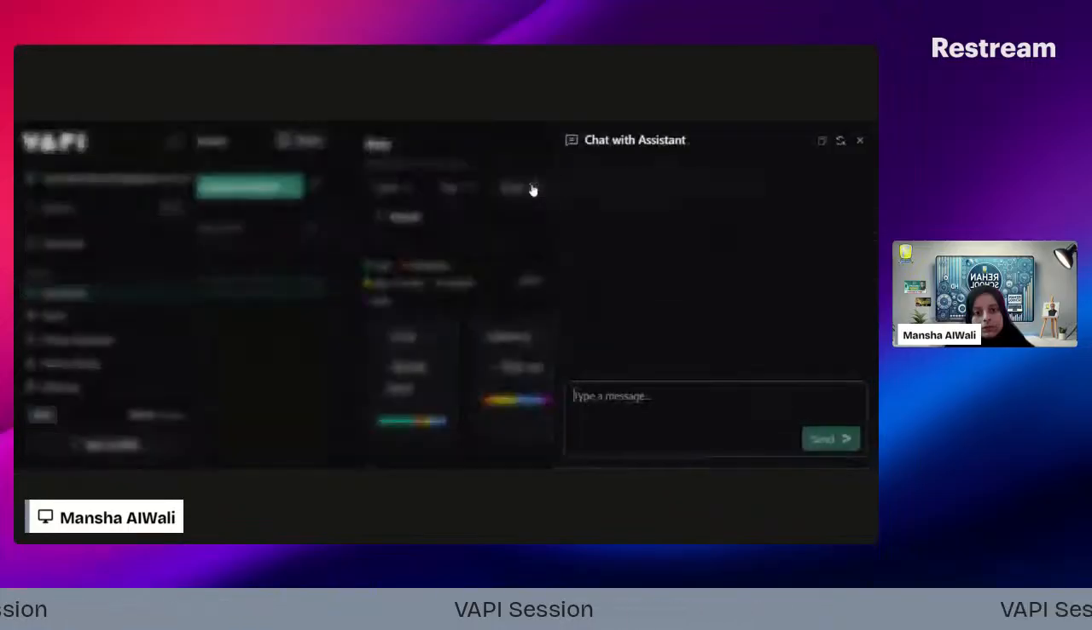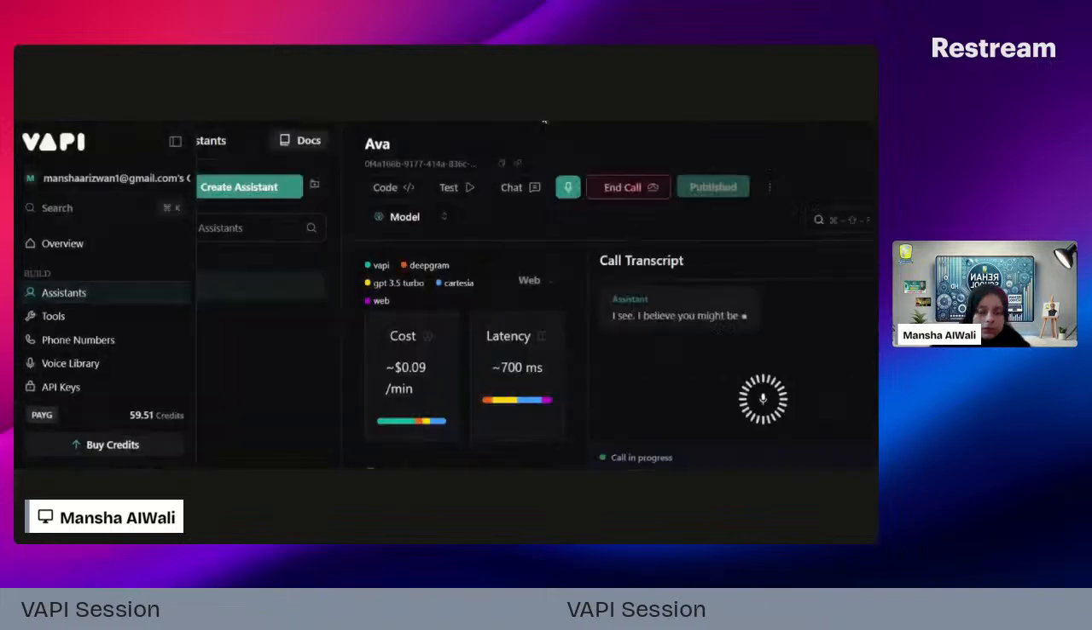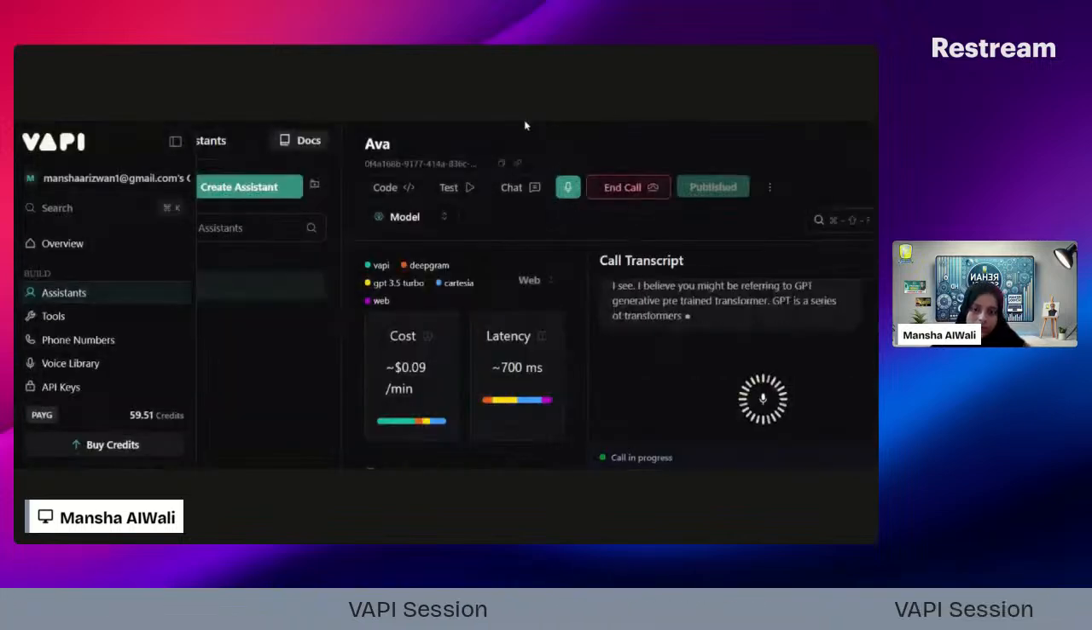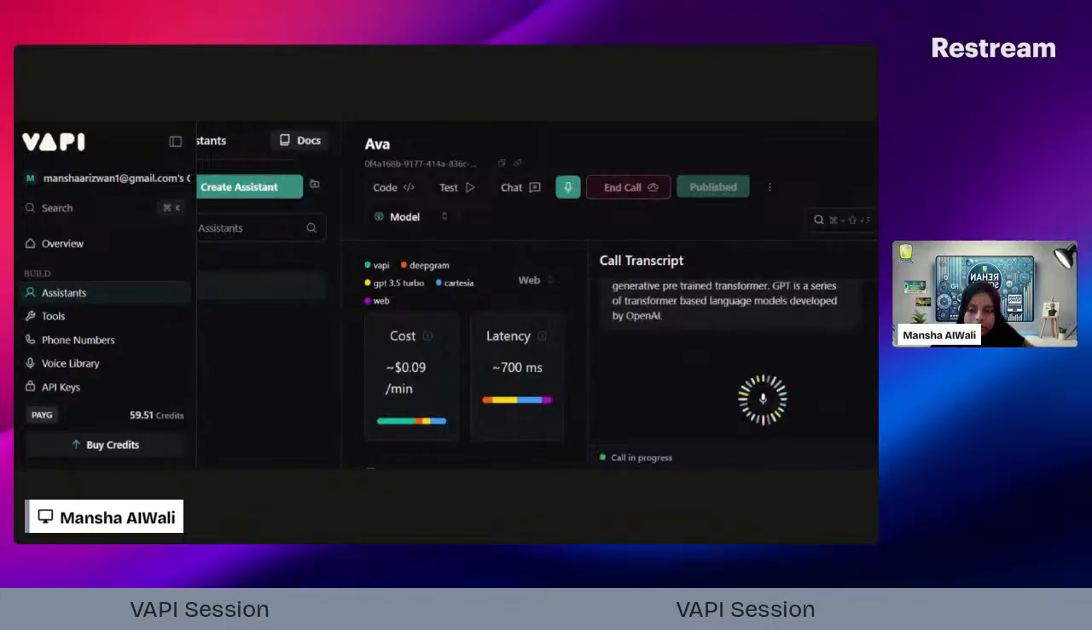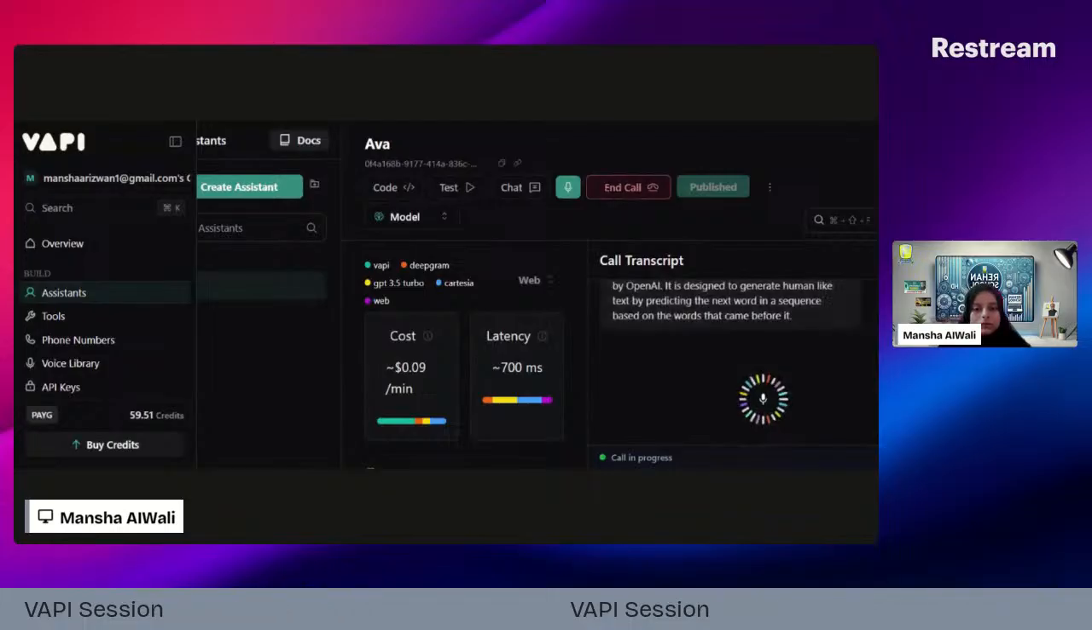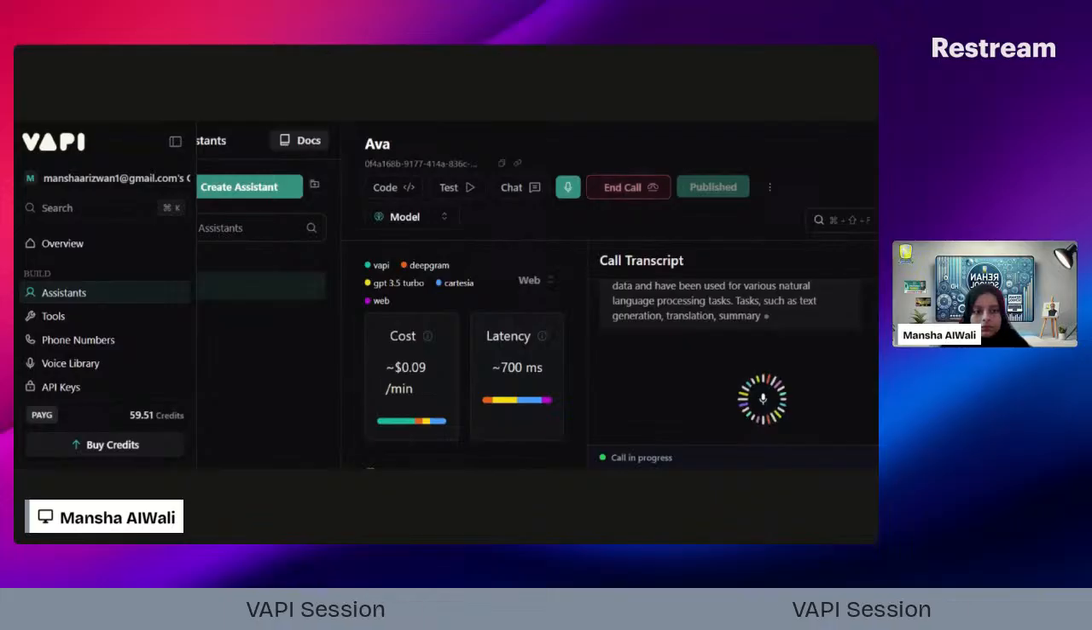I see. GPT is a transformer-based language model developed by OpenAI. It is designed to generate human-like text by predicting the next word in a sequence based on the words that came before it. GPT models have been trained on large amounts of text data and have been used for various natural language processing tasks, such as text generation, translation, summarization, and more.